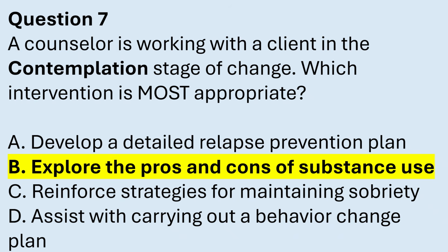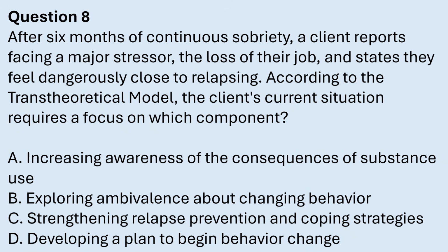Question 8. After 6 months of continuous sobriety, a client reports facing a major stressor, the loss of their job, and states they feel dangerously close to relapsing. According to the transtheoretical model, the client's current situation requires a focus on which component? Increasing awareness of the consequences of substance use, exploring ambivalence about changing behavior, strengthening relapse prevention and coping strategies, or developing a plan to begin behavior change.